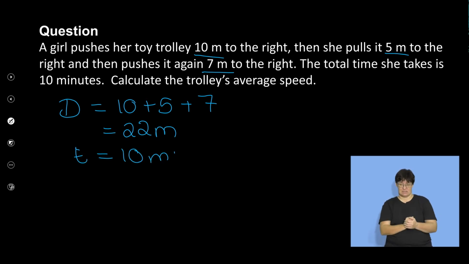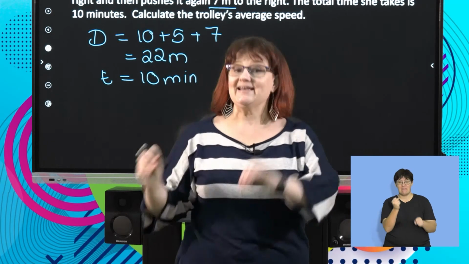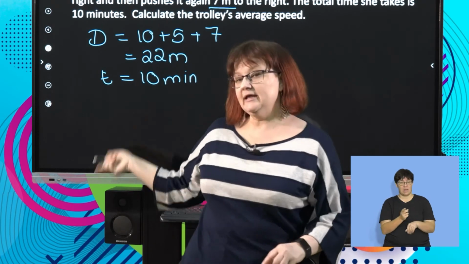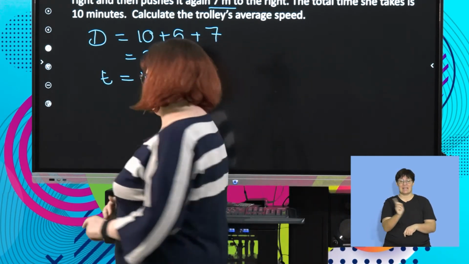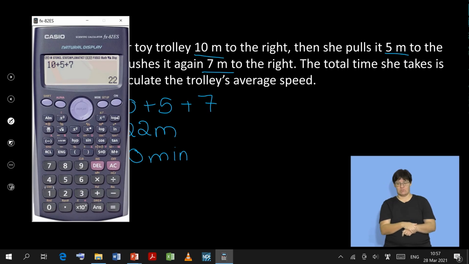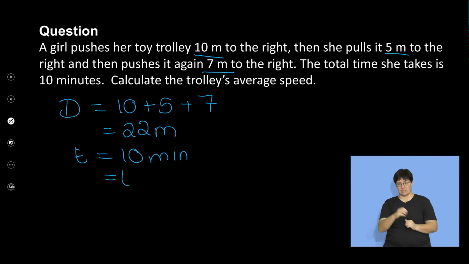So they also tell me this takes 10 minutes. I never, ever work in minutes. This has to be in seconds. So to get it in seconds, I'm going to times by 60. So I'm going to take 10 minutes times by 60, gives me 600 seconds. Okay, she's not going very fast, but it's all right. She's playing with her toys.